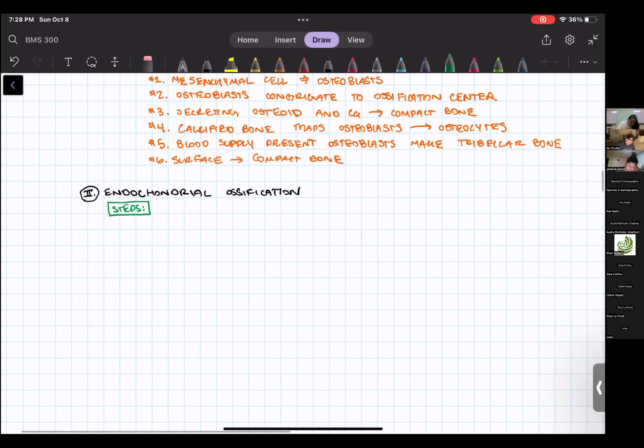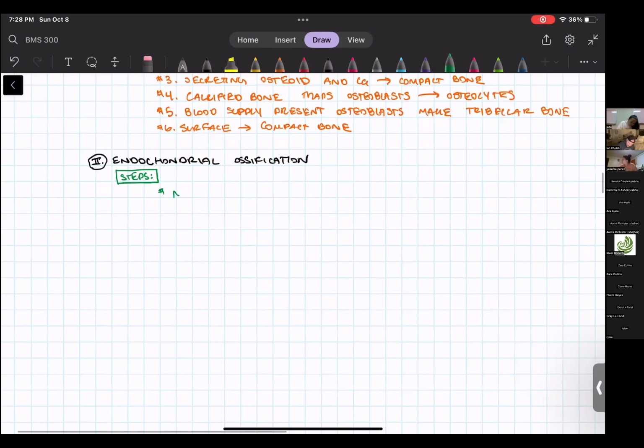Now for our endochondral, we start with the same ones. Yes, are there questions? Sorry. Oh yeah, I meant to add: flat bones are mostly intramembranous. Long bones will typically be your endochondral.